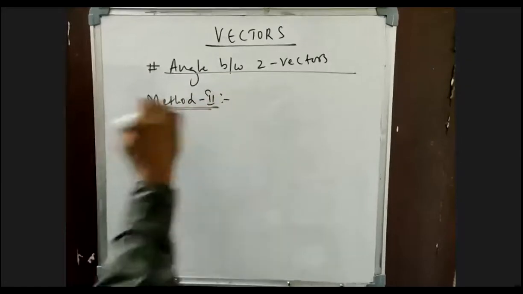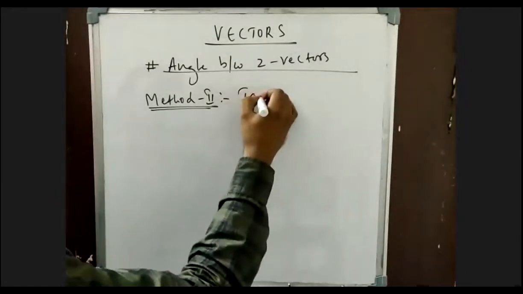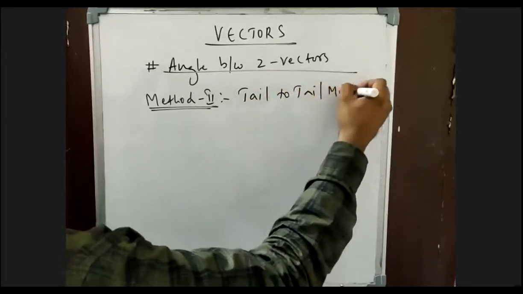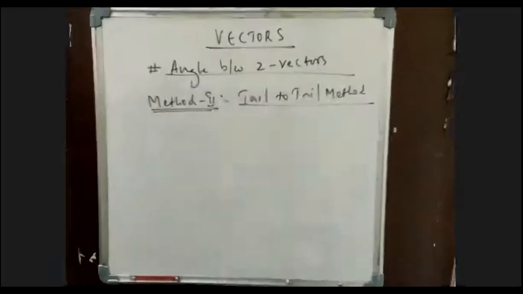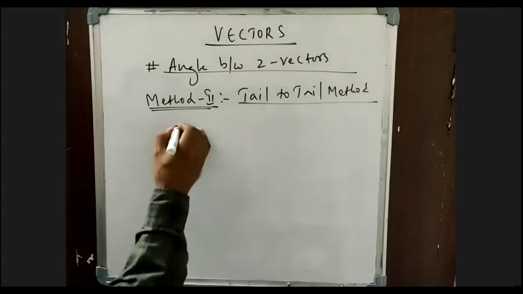Method 2 I can also call the tail to tail method. So what is the tail to tail method? Two vectors are placed tail to tail. The angle enclosed is the angle between the two vectors. So I can write the definition right now.